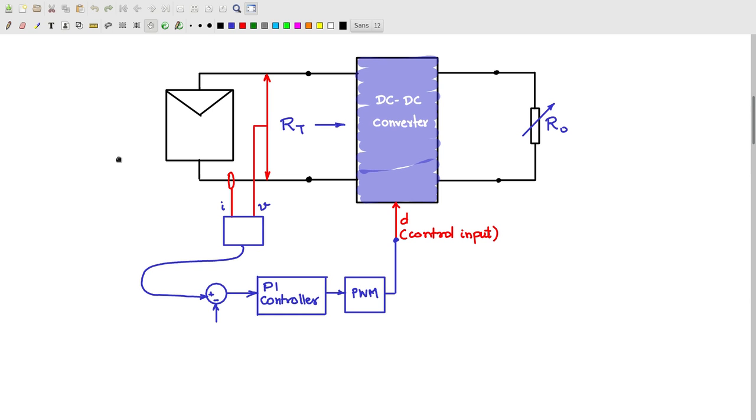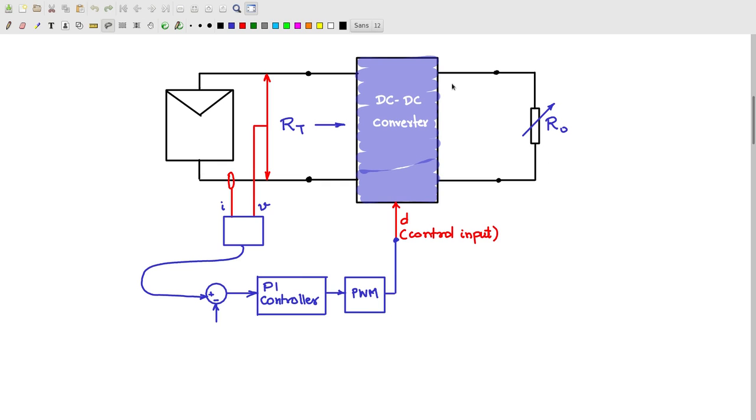Let us see how we can simulate the DC-DC converter interfacing the PV source and the load. Earlier we saw how to make the PV source, the symbol and the sub-circuit, and we will use that PV source to power up the DC-DC converter and deliver power to the load R0.